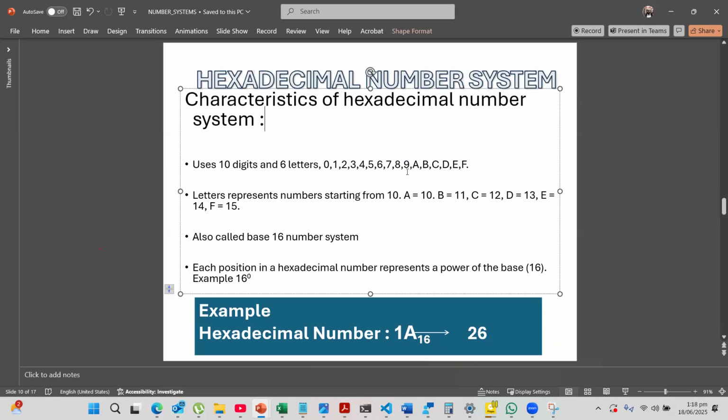What are the characteristics of a hexadecimal? A hexadecimal uses 10 digits and 6 letters to represent its numbering system. We have seen that already. So you have 0 to 9. Then when you get to 9, the 10th thing is going to be A, 11th is going to be B, the 12th is going to be C, the 14th is going to be E, and the final thing, which is F, is going to be 15, so that is how you have your numbering for the hexadecimal system.